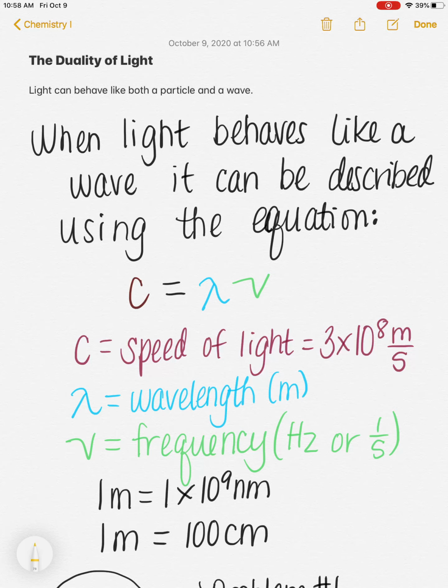Hello everybody. Today in chemistry, we are discussing the duality of light. This is a portion of the material that's covered in section 5.3 of the textbook.